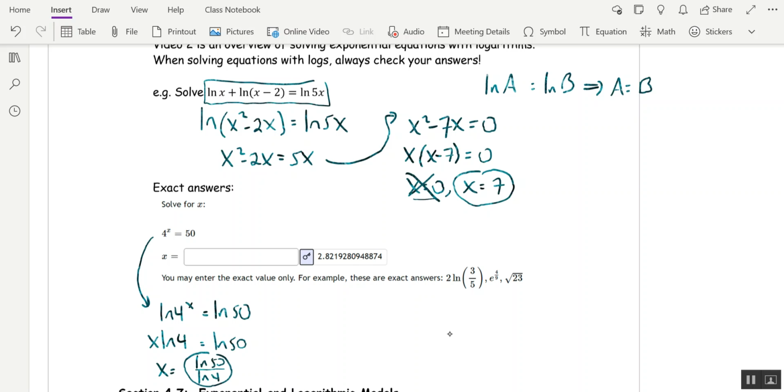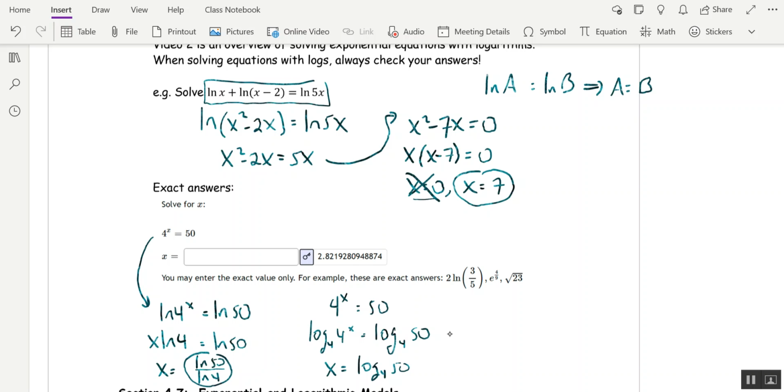The other way to do it would be, we've got 4 to the x equals 50. You could use log base 4. If I take log base 4 of both sides, log base 4 of 4 to the x, sorry, I'm screwing up here, 4 to the x is log base 4 of 50. Now, log base 4 of 4 to the x is x, because log base 4 undoes exponentiating with base 4. So I get x is log base 4 of 50. You could also put that in the box and you would get it right.